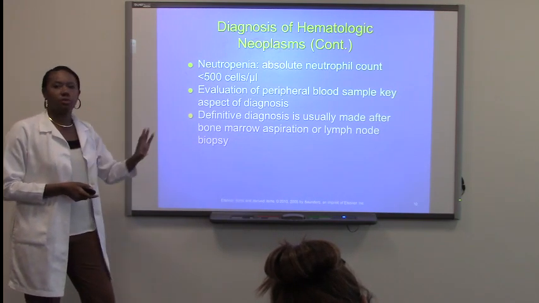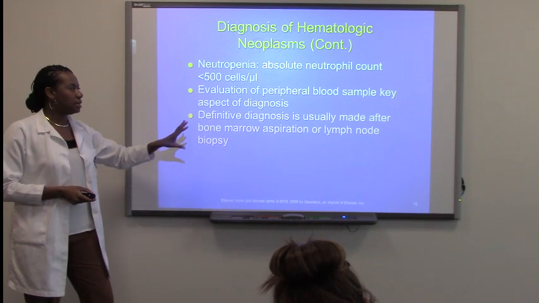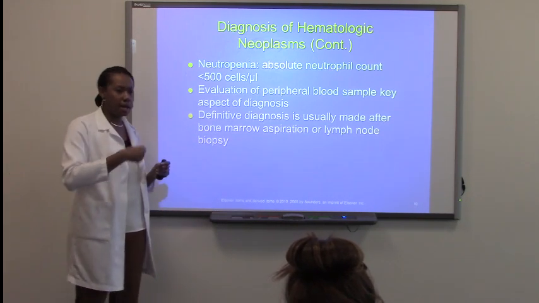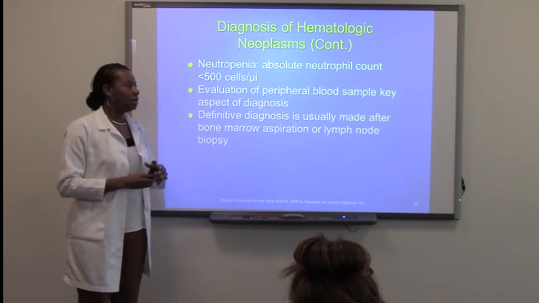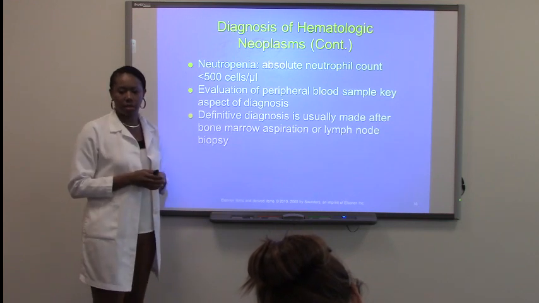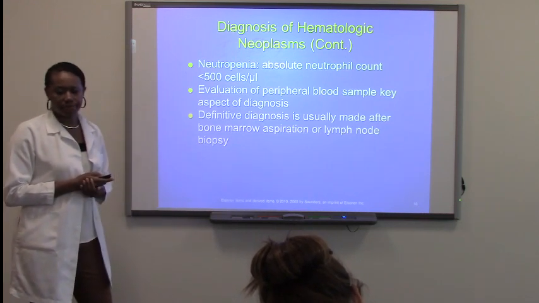Now, once they do that and look at the peripheral smear, the definitive diagnosis is obviously doing a biopsy of that tissue area, or the bone marrow itself, or the lymph node, and then they will also look at the cells in that tissue.